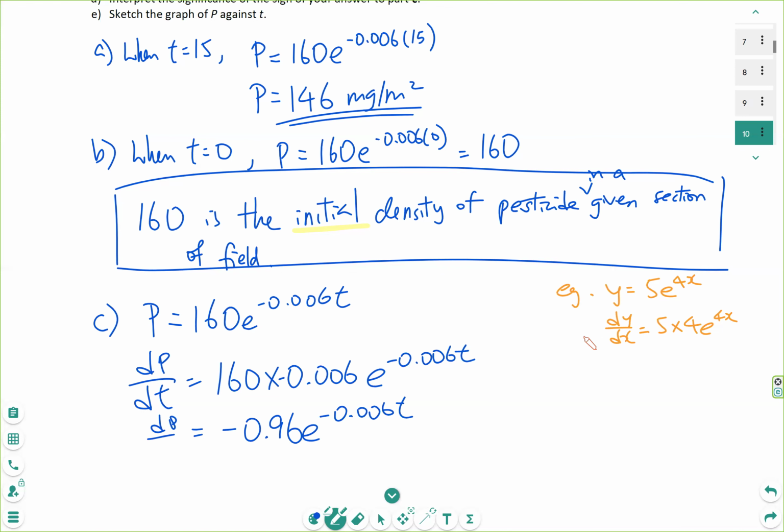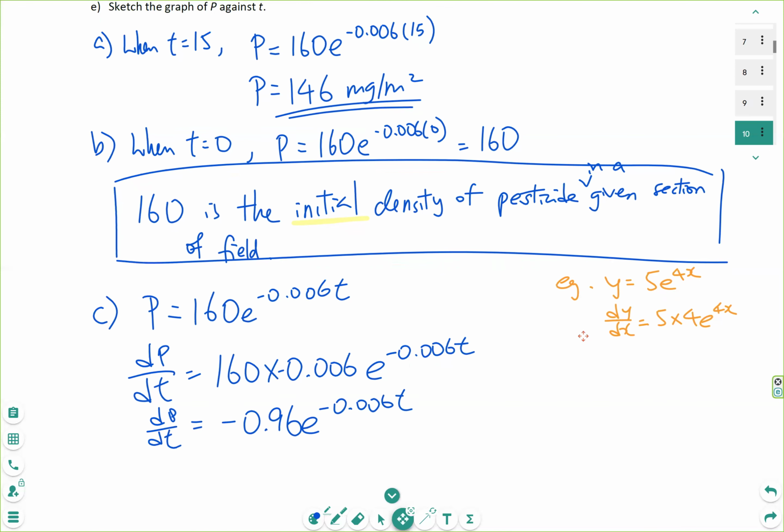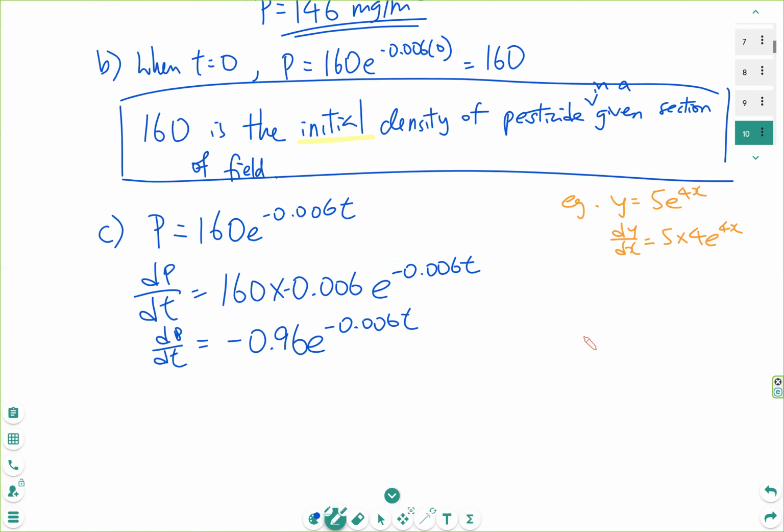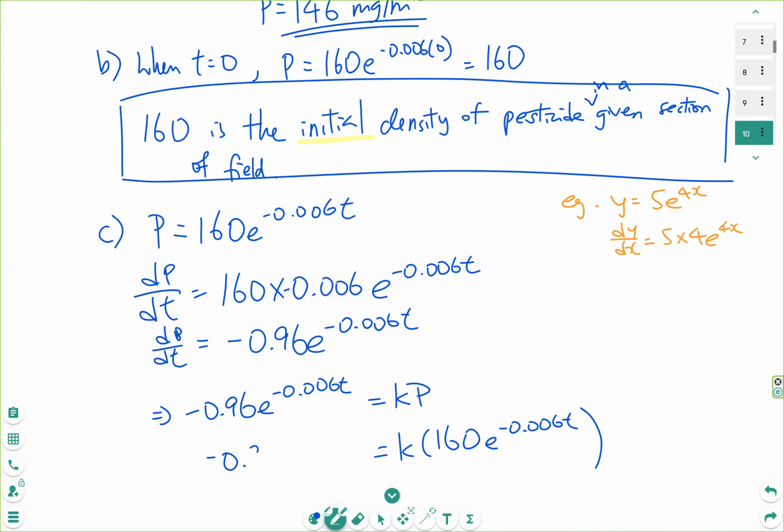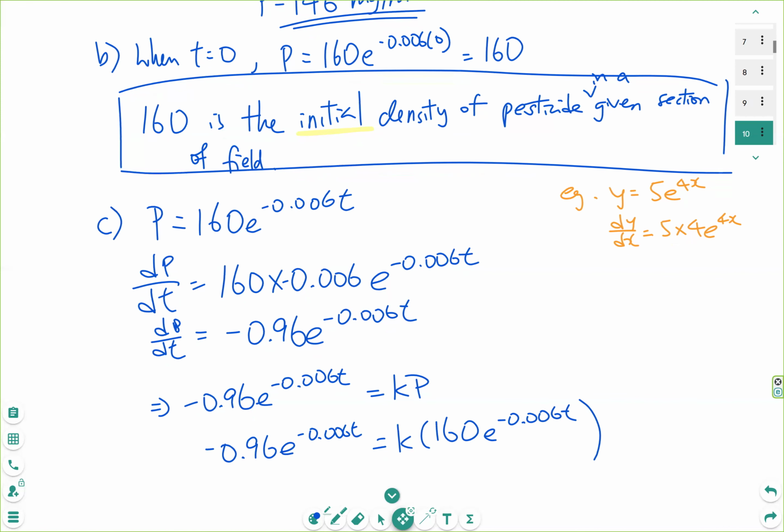That's dp by dt. Now the question wants you to say that should equal kp. So therefore, negative 0.96 e to the power of negative 0.006 t should equal kp. Well, what's p? P was 160 e to the power of negative 0.006 t, right? That's p. So on the left-hand side, I rewrite the same thing. Okay, so I want to work out the value of k.